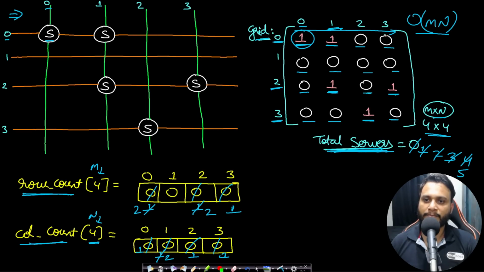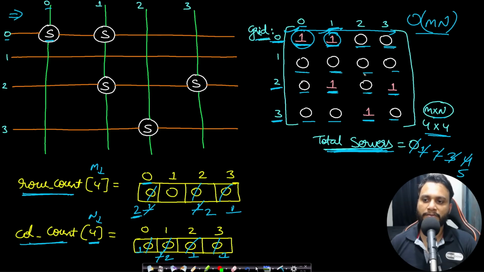So let's again reparse this entire grid. If I do that, I will be going to 0, 0. This is a server, right? Now look at this 0th row. What is the row count? It is saying 2. That means there are 2 servers, so this will always be communicating. Okay, now let's go to 0, 1. For this, it is at row number 0. So at row number 0 we have count 2. That means there are 2 servers in this row, so this will also be communicating.